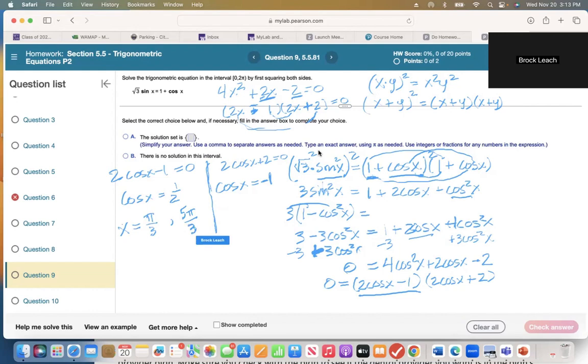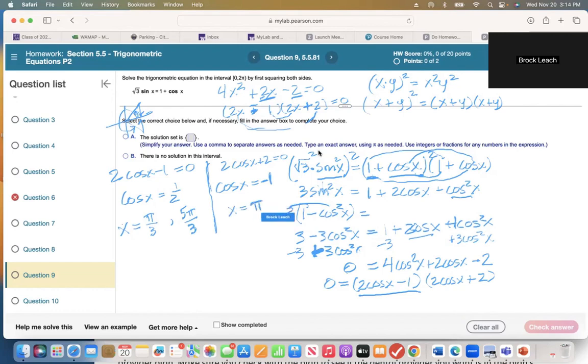6 pi over 3 would be 2 pi. We take away 1 pi over 3. We want this one and that one. That gives us the x, the cosine. So we have this one, and then we have that one. Where does cosine x give us -1? Pi. Yep, at pi.